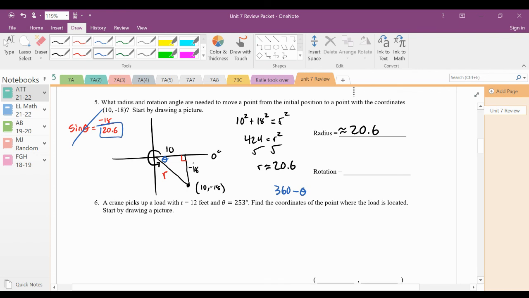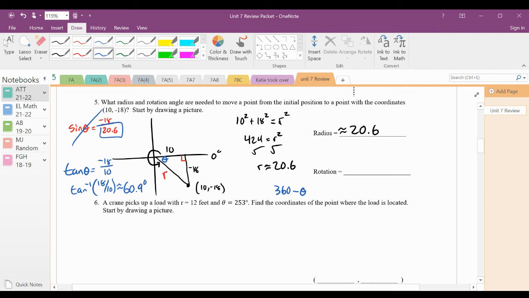So I'm going to use tangent in this case because I'm provided with the 18 and the 10 that I'll use. And when I'm using inverse trig, I'm only going to use the positive values to find my reference angle. So I'm going to do the tangent of theta, which is typically negative 18 over 10. I'm going to do inverse tangent in my calculator of positive 18 over 10 to get my approximate reference angle there.